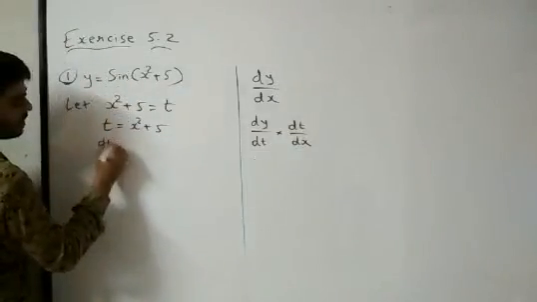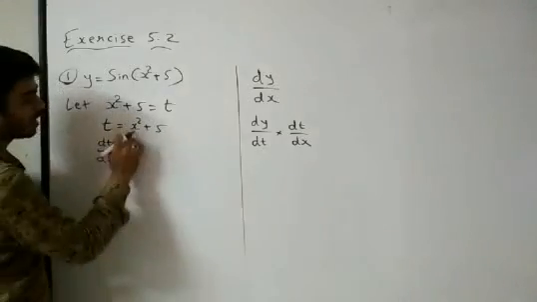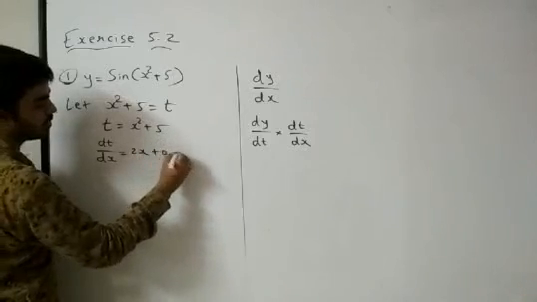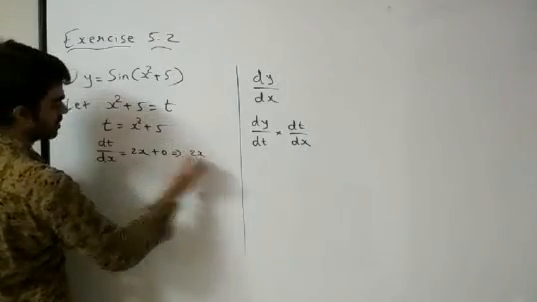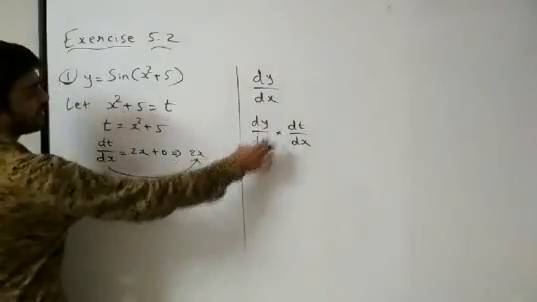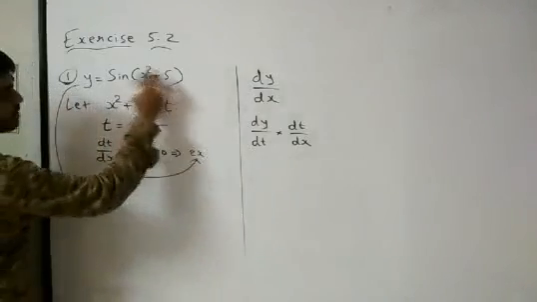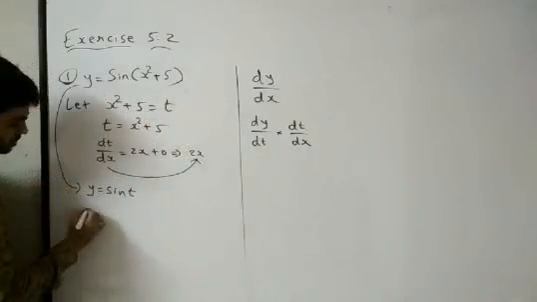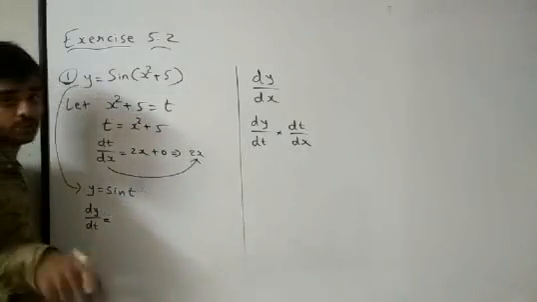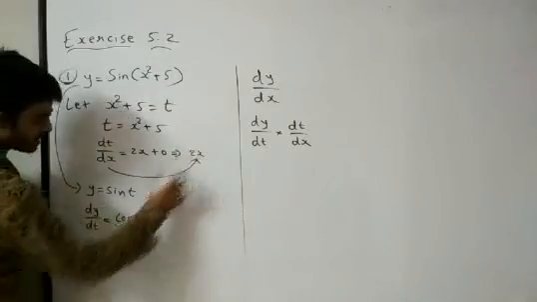So dt by dx will be derivative of t with respect to x. X square, what is derivative of x square? 2x, plus 5, that is 0. So your answer is 2x. dt by dx answer is 2x. Now we want dy by dt. So here y is equal to sine of x square plus 5, that is t, sine t. So dy by dt, derivative of sine. You know that derivative of sine is cos. So cos t. So we have got 2x and cos t.